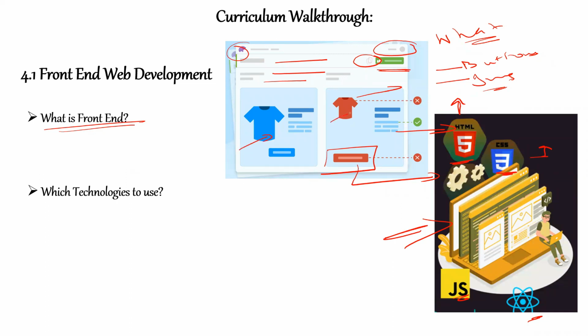Would it be blue color? Would it be red color? Would the font size be smaller, or would the font size be bigger, and so on? How it would look. And what JavaScript and React do is add the functionality. What would happen if I click this button? What would happen if I hover over this image? What would happen if I click on this logo, and so on?